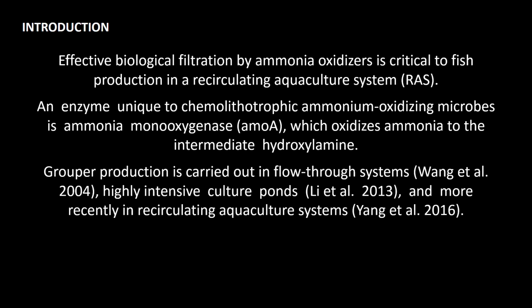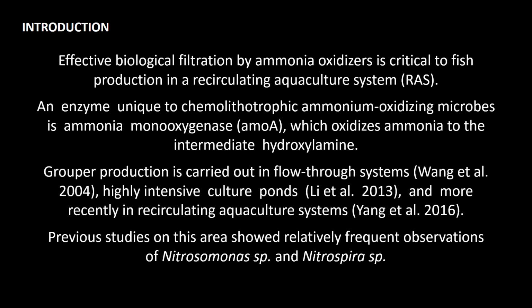And grouper production was usually carried out in flow-through systems, in highly intensive culture ponds, and more recently in recirculating aquaculture systems. So take note that recirculating systems are theoretically the ones that will make good use of biofilters, because we need to filter the water before returning it to the system. Previous studies in this area showed relatively frequent observations of Nitrosomonas sp. and Nitrospira. So in most biofilters that were examined so far, these are the usual genera that show up. So it will soon be revealed whether this study is still consistent with this trend.